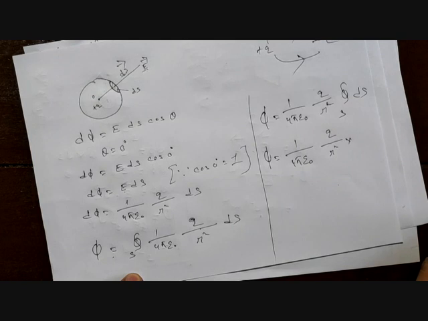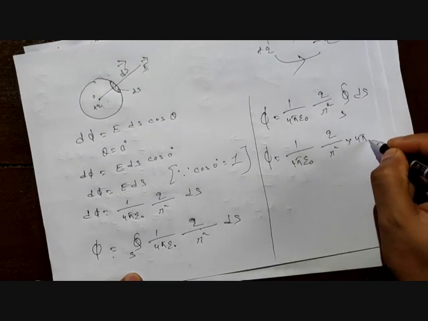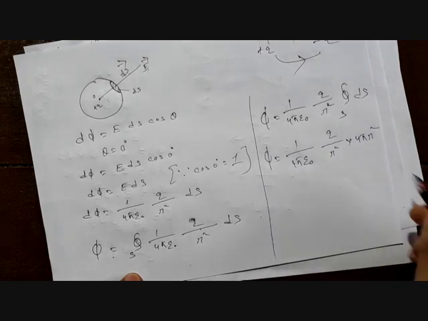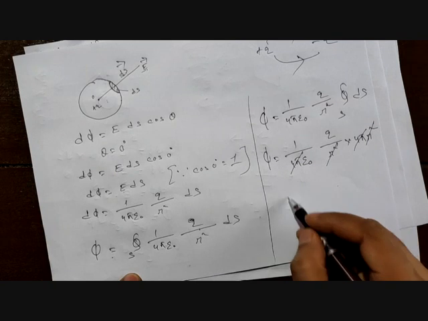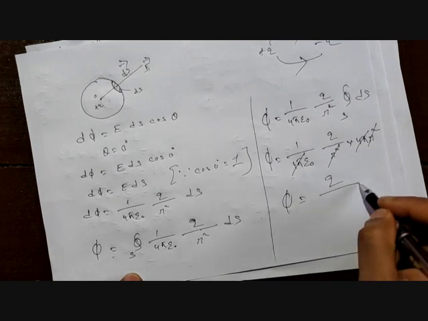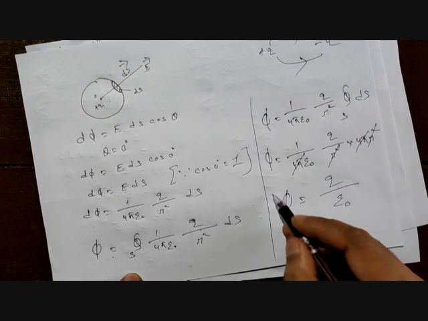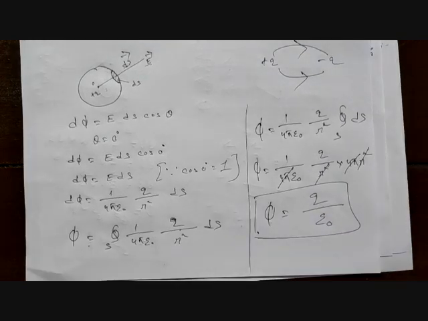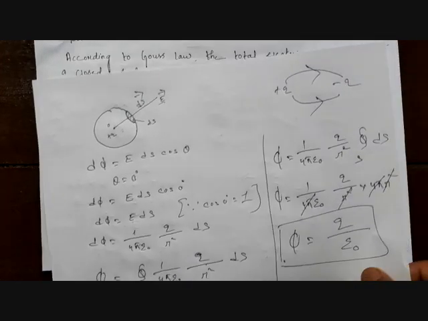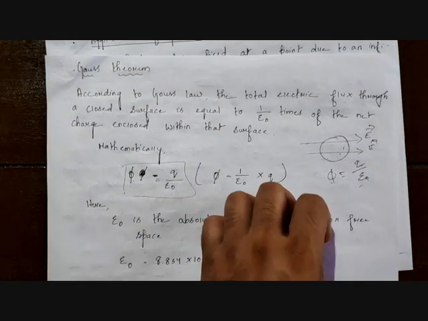Now, what's the value of the surface area of a sphere? 4 pi r square. So 4 pi cancels. What's remaining, student? Check properly. So this proves Gauss law. This is how to prove it. But remember one thing, Gauss law can be applied only to a closed surface. Some conditions are there for Gauss law, so we'll discuss that.